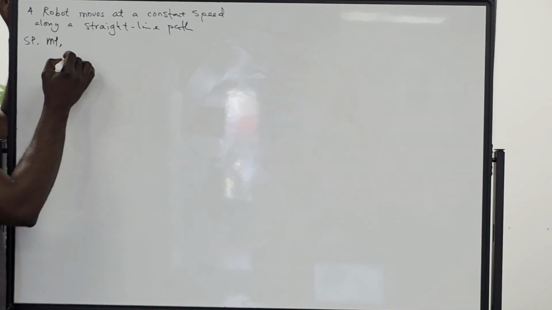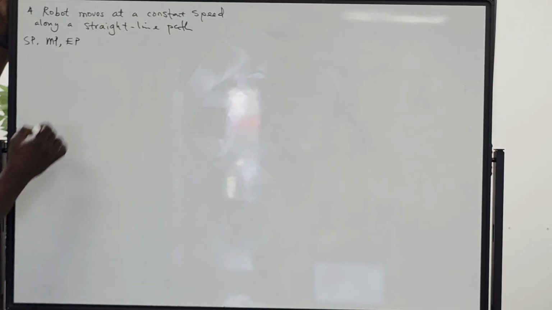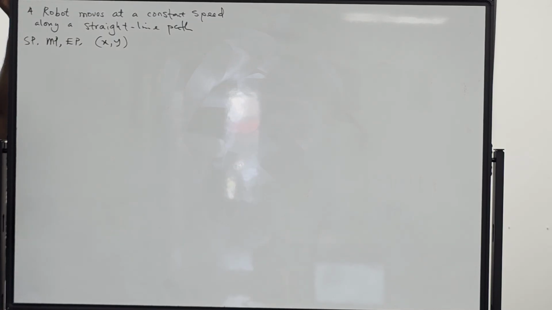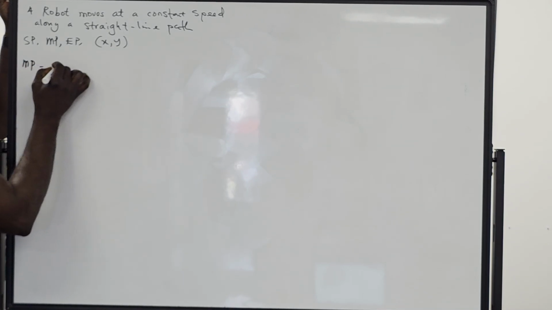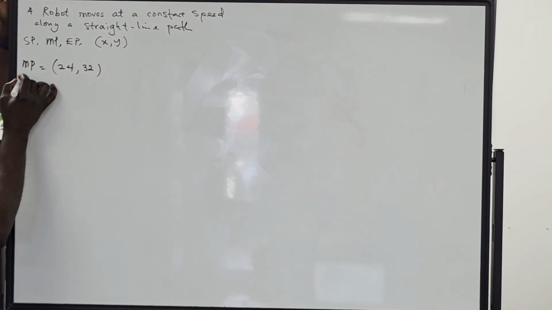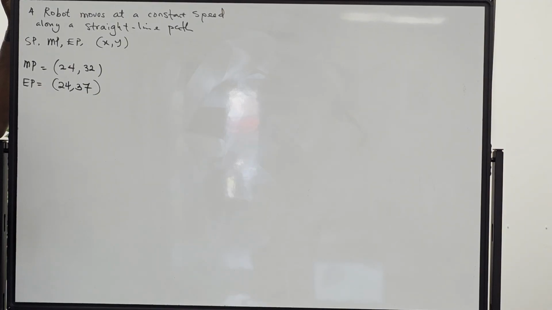So we have a starting point, I'm going to call it SP, midpoint, I'm going to call it MP, and the end point, or stopping point, we'll call it EP, are represented in the standard XY plane. So we're using the X and Y coordinate plane right here. Given that the midpoint MP is 24, 32, and the stopping point, which is the end point, is 24, 37.